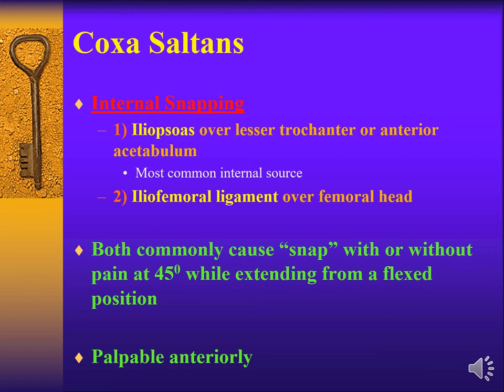But the bottom line here is with these internal snapping conditions, we typically see this as we extend the hip from a flexed posture. So if we start the hip at about 90 degrees and we extend that hip back, at about maybe 45 degrees of hip flexion, we see individuals complaining about this snapping. It can either be from the iliopsoas or the iliofemoral ligament, and we'll palpate it anteriorly.